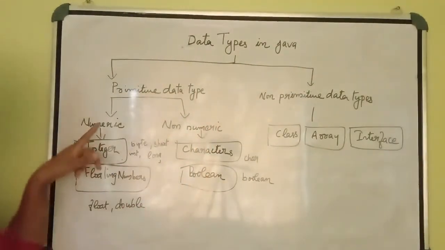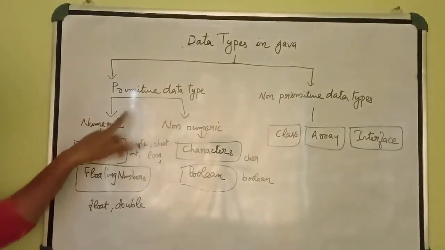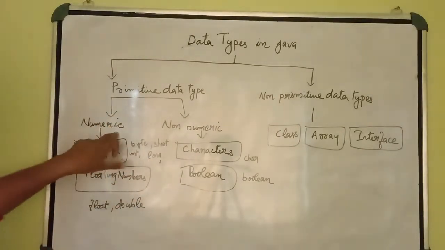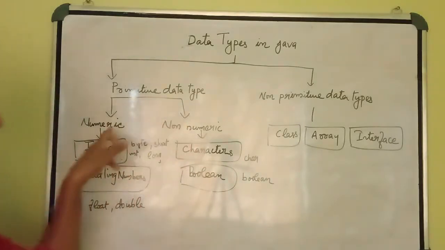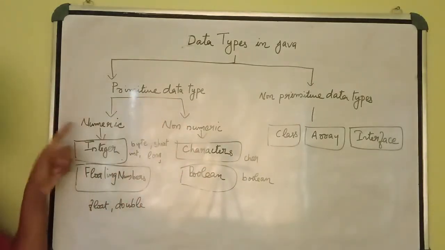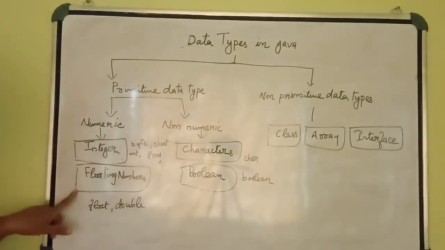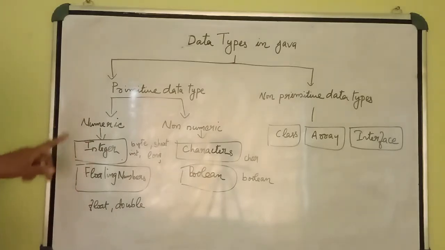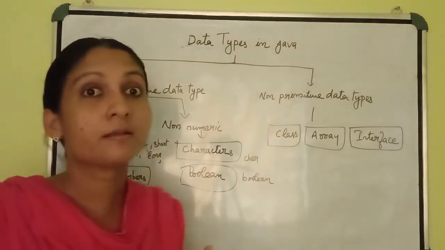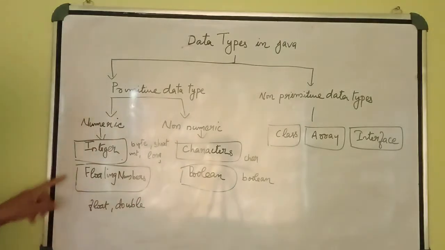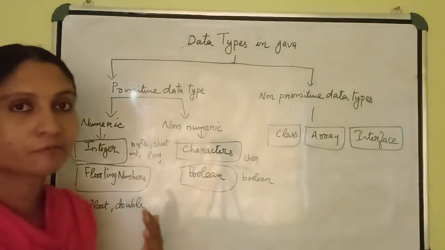Okay, and here we have different types of primitive data types. What are they? Numeric and non-numeric. These are the different types of primitive data types. And in the numeric section we have two different sections. What are they? Numeric data types represent numbers, and we have two types of numbers: whole numbers and fractional numbers.